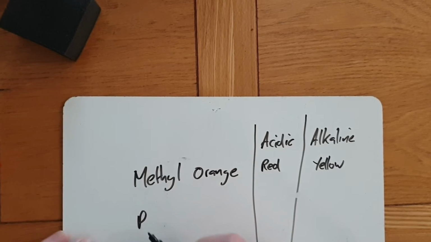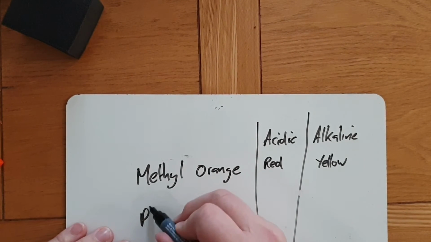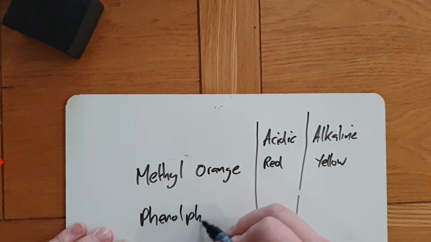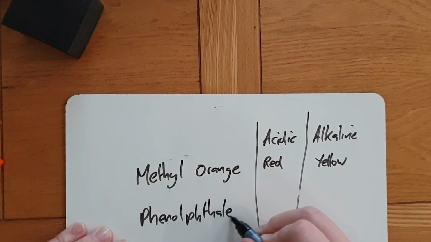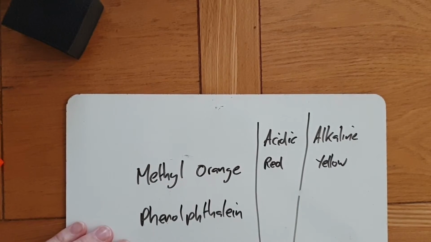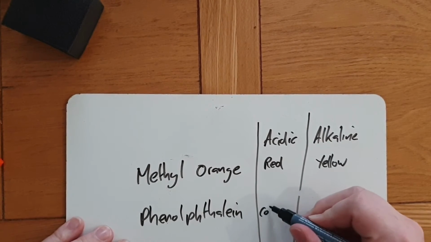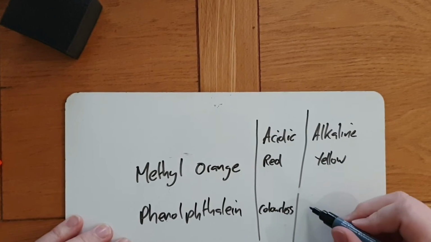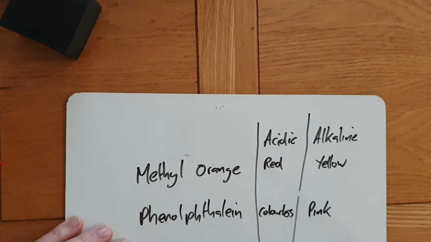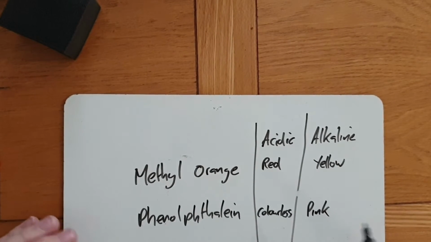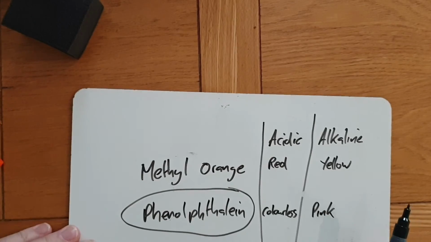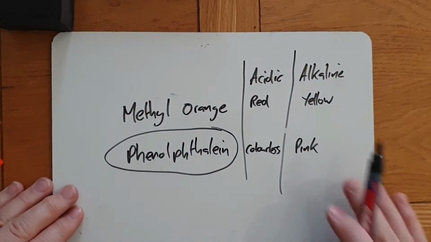Or the other indicator, which is easier to say than it is to spell, is phenolphthalein. Phenolphthalein is totally colourless in an acid, and it's bright pink in alkaline. So let's say, for argument's sake, in our example, I'm going to use phenolphthalein.